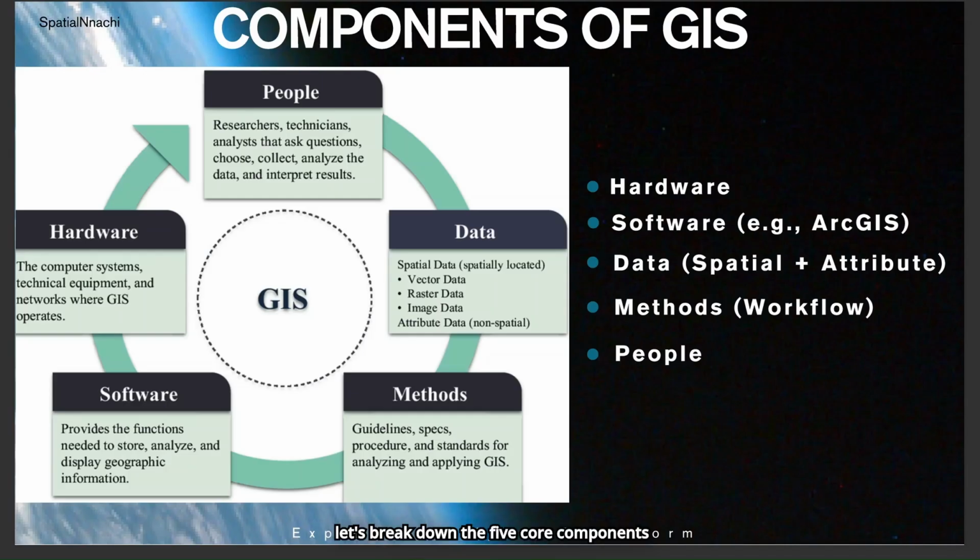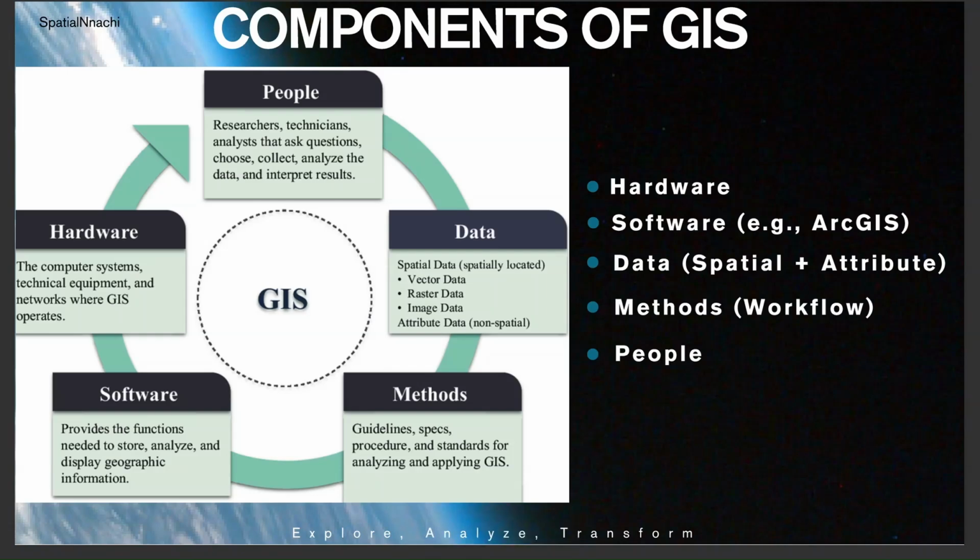Now, let's break down the 5 core components that make GIS effective. First, hardware. This includes the physical tools you use, like your laptop, GPS devices, mobile phones, and even scanners. These are what run the software and collect or process the data.